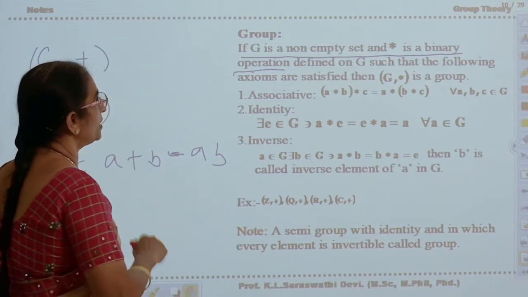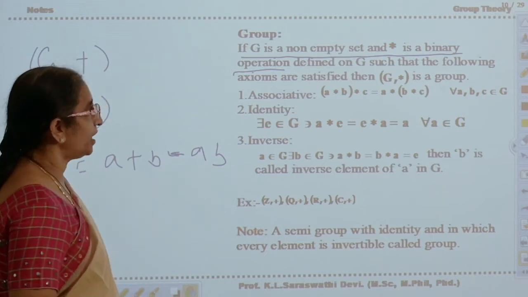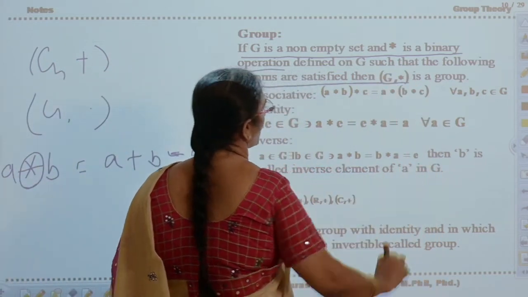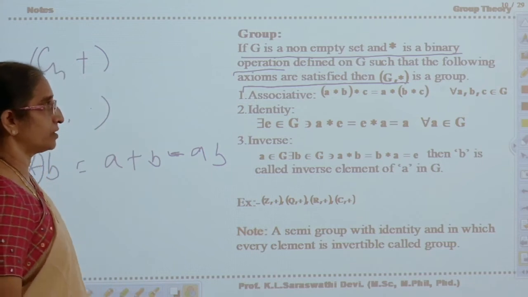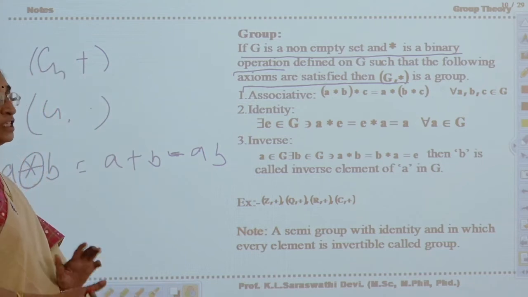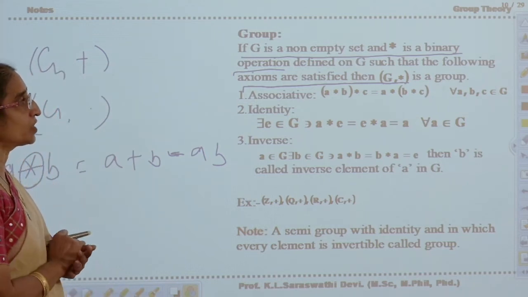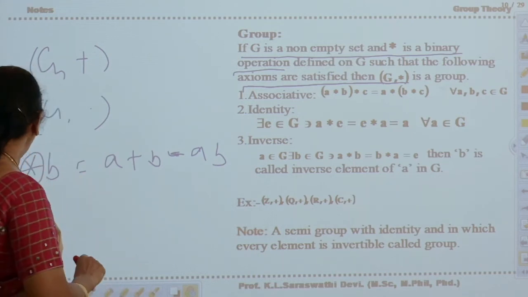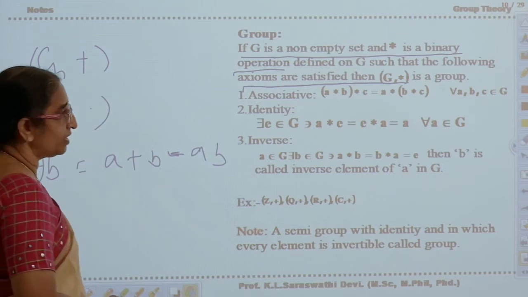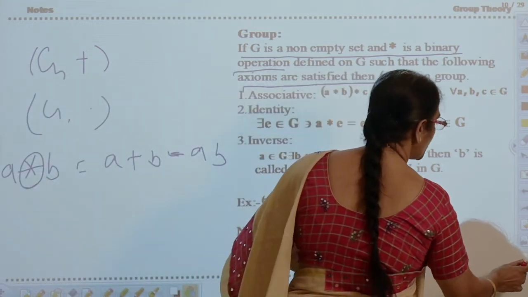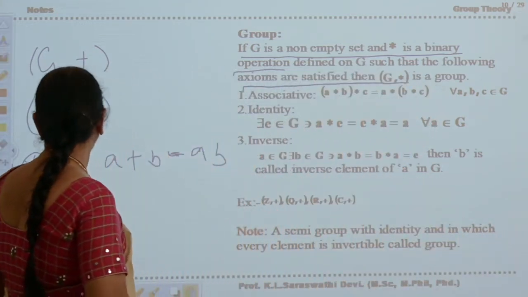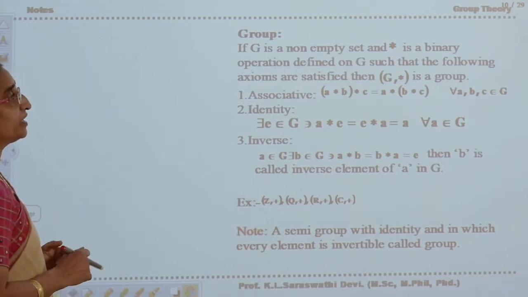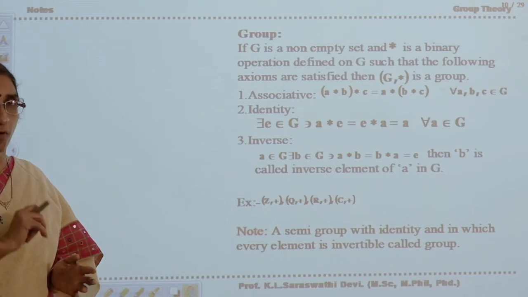Star is a binary operator defined on G such that the following axioms are satisfied. (G, star) is a group. That means, when will you say that (G, star) is a group? If star is a binary operator. Binary operator means the closure property is satisfied. Since the closure property is satisfied, it will be a groupoid.